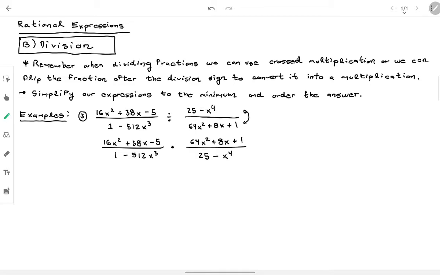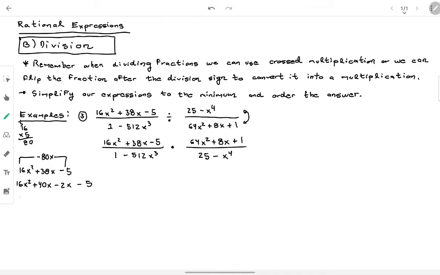So now what we need to do is we need to factorize every one of our expressions. So the first one, it's an ax squared plus bx plus c trinomial. So we need two numbers. When we multiply 16 times 5, it's going to be minus 80. So it's going to be 16x squared plus 38x minus 5. So two numbers that when multiplied it's 80, when added 38: 40 and 2.